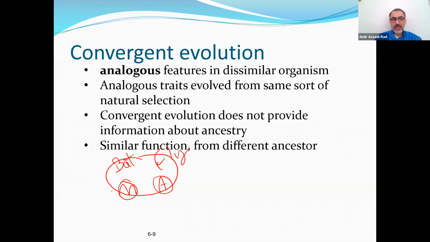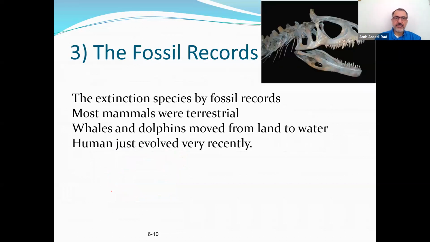Convergent evolution does not provide information about ancestry or homology or anything like that. You cannot say the ancestors of mice and ants were the same. They did not have a common ancestor. Okay, similar functions from different ancestors. Wings, similar functions, can fly, but from different ancestors.